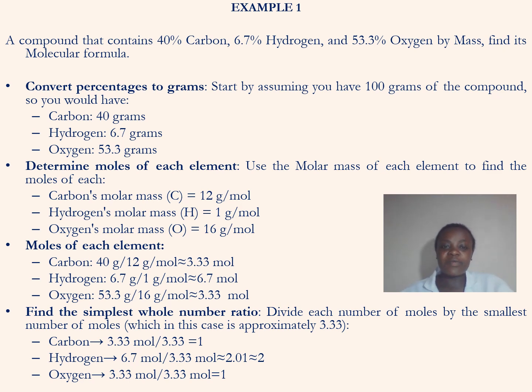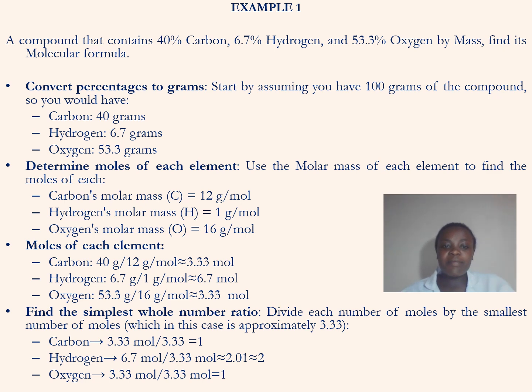We have the procedure of finding the empirical formula, where the first thing is to convert these percentages into grams. So 40% will be 40 grams, 6.7% will be 6.7 grams, and 53.3% will be 53.3 grams. That is step number 1, to get the mass in grams. Then we move to the second step, where we find the number of moles.